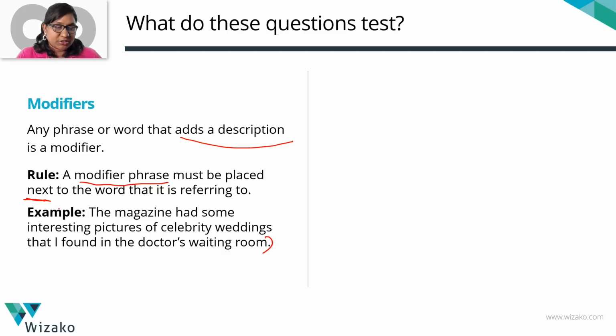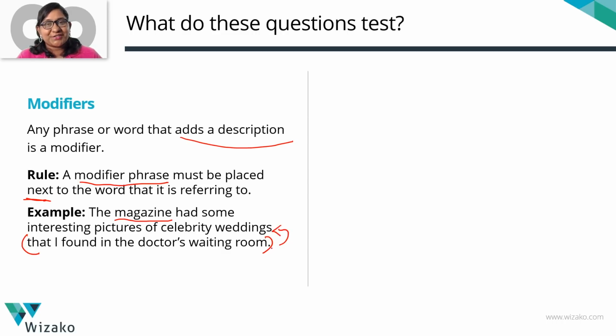That I found in the doctor's waiting room is a modifier that's adding a description for something in the sentence. What did you find in the doctor's waiting room? What are we describing? We are trying to describe the magazine. If someone said the sentence to me when we were speaking, I would be perfectly fine with it because I understand that it's the magazine that was found in the doctor's waiting room. But wait a minute. Is that what the sentence is actually saying? What is the word that is next to the modifier? The word next to the modifier is weddings.